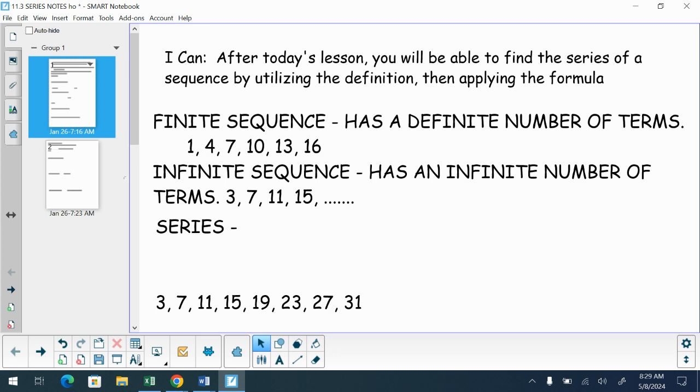And the example for a finite is 1, 4, 7, 10, 13, 16. It starts at 1 and ends at 16. There's a finite number. I have 6 terms there. But if I look at the pattern of numbers 3, 7, 11, 15, dot, dot, dot, when you start seeing the dot, dot, dots, that tells you it will continue on indefinitely. You have an infinite number of terms.